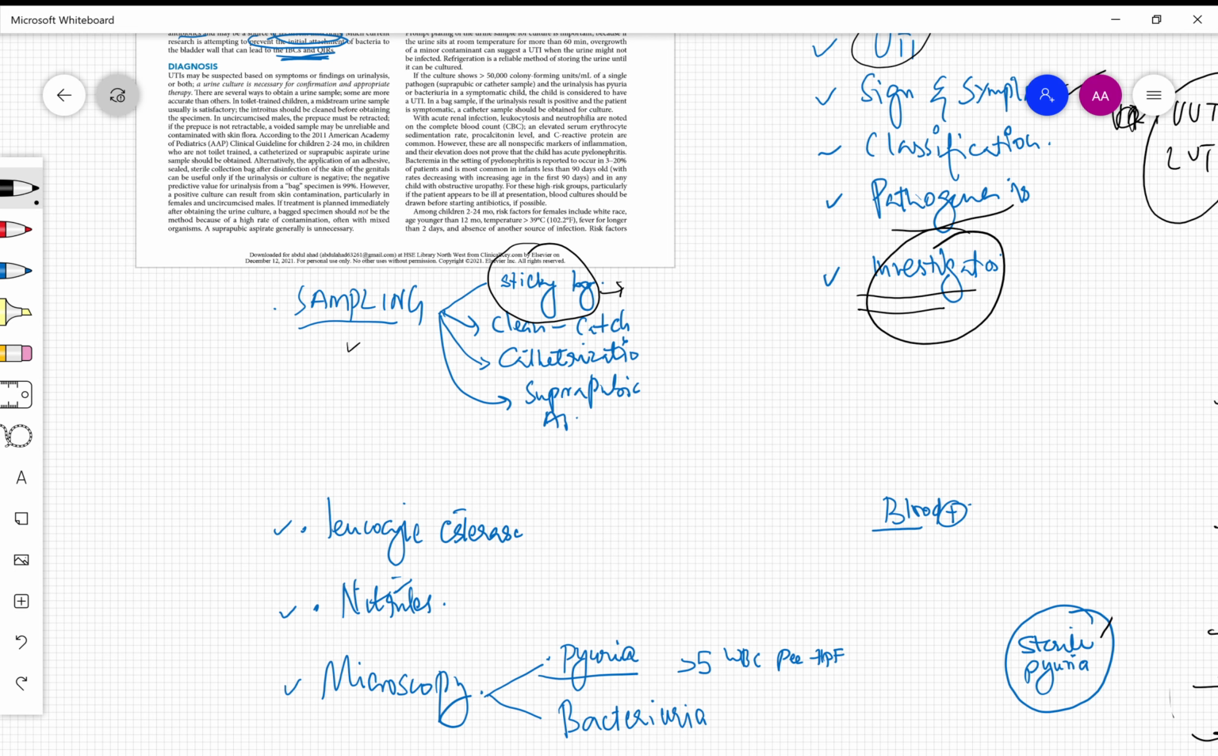But if it is positive, then we have to send for culture any of these: clean catch, catheterized sample, or suprapubic aspiration. Normally midstream clean catch urine is preferred, and for this you have to clean the area. In uncircumcised males, some authorities recommend that you retract the prepuce, but it is not advised by the NICE guidelines if the prepuce is not retractable.